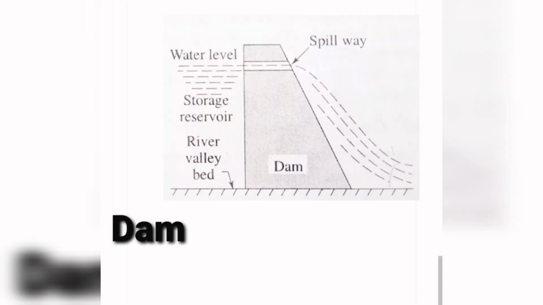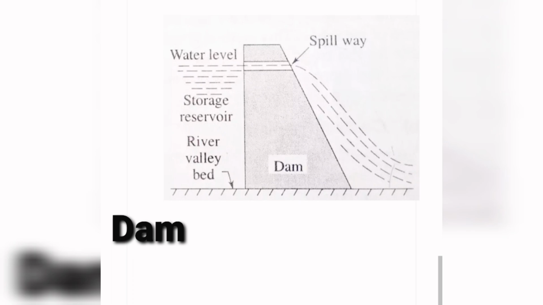Now coming towards the dam. A dam is a high impervious structure constructed across the river to form a deep storage reservoir. The dam is designed such that the water level remains under the summit, means the surplus water is not allowed to flow over the dam. The water is allowed to flow through a special type of structure that is known as spillways. The water is allowed to flow through spillways provided at some design levels.